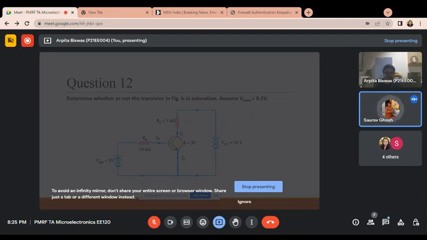By calculating, I'm getting that the transistor is in the saturation region of operation, because for a transistor to be in saturation mode of operation, the base-emitter should be forward biased. Then the value of IB is coming as 0.28 milliampere. Question number 12. The IB value is 0.23 milliamps, I think.